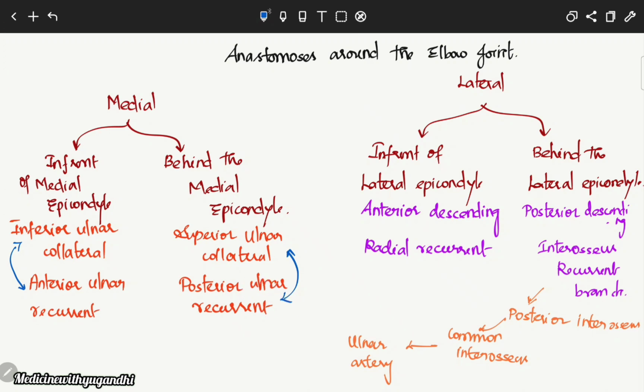And on the lateral side, in front of the lateral epicondyle, the anterior descending branch of the profunda brachii artery anastomoses with the radial recurrent branch of the radial artery. And behind the lateral epicondyle, the posterior descending branch of the profunda brachii artery anastomoses with the interosseous recurrent branch of the posterior interosseous artery.